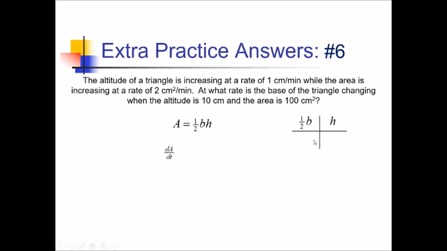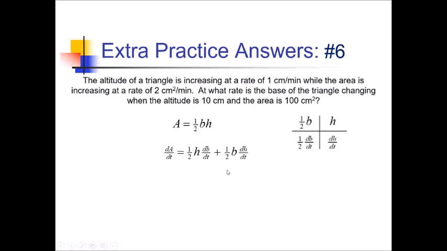And the derivatives of those, we're going to have 1/2 dB over dt, because base is a function of time, and also dH over dt. H is a function of time. Using the ribbon to multiply those together, we have dA over dt equals 1/2 H dB over dt plus 1/2 B dH over dt. And at this point, it's time to plug things in and see what we're solving for.